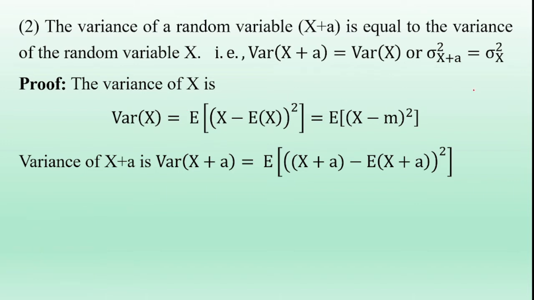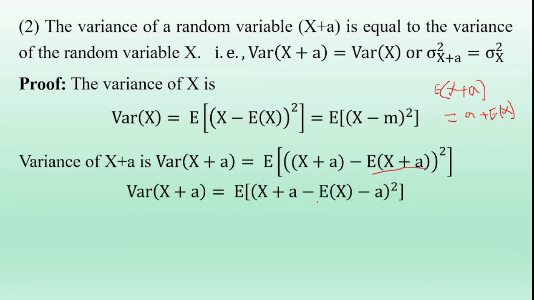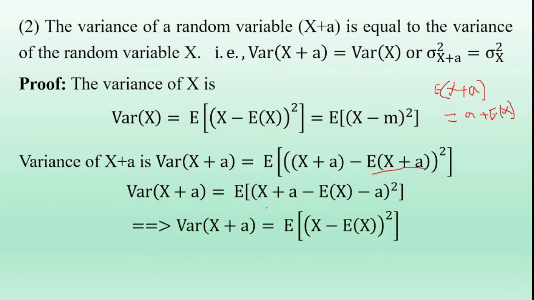Using expectation properties, the expectation of x plus a is equal to a plus the expectation of x. Now in the second term, applying that property, since there is a minus before it, we get minus the expectation of x minus a. So plus a minus a cancels, and the RHS term is the expectation of x minus E of x whole square.